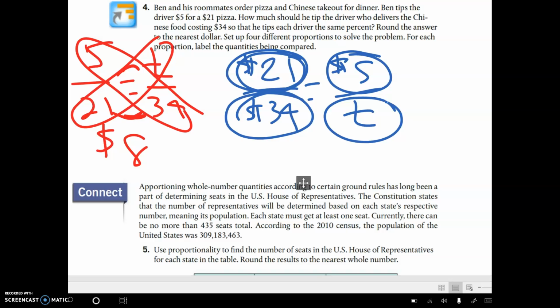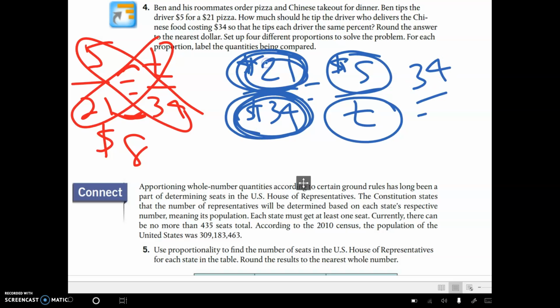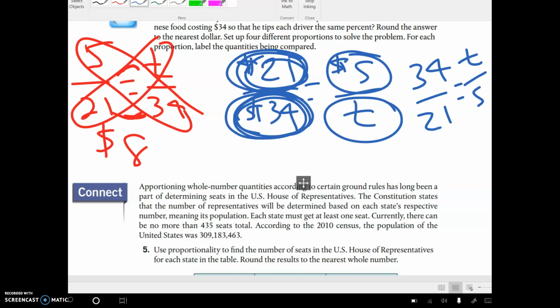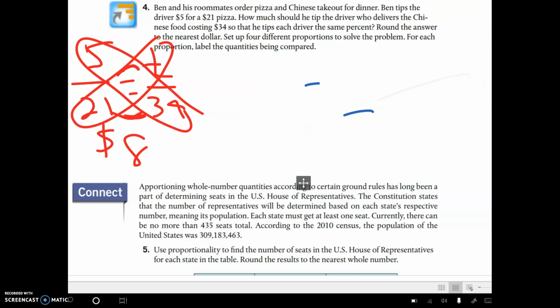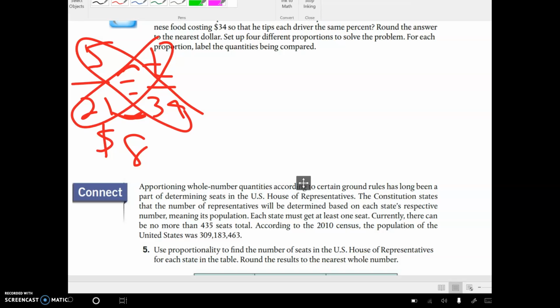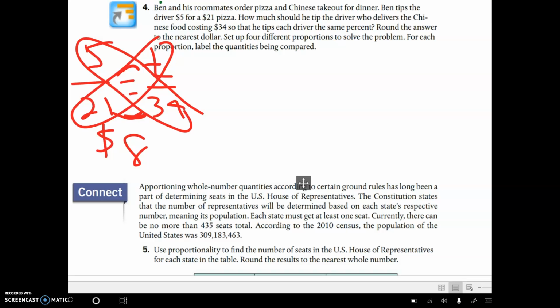So you could put this in the numerator, $34 over the $21 meal. But then notice the tip would be, the variable would be on top. You could do something like that. Let's see, what else could we do? There's lots of different ways. So which ones haven't we done yet? We could do the first one reverse.